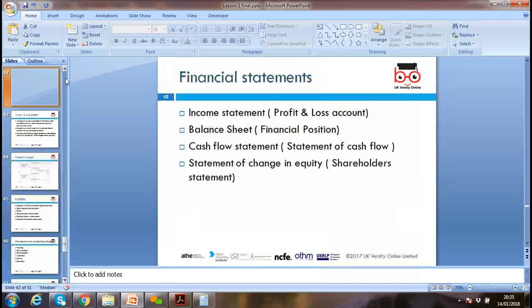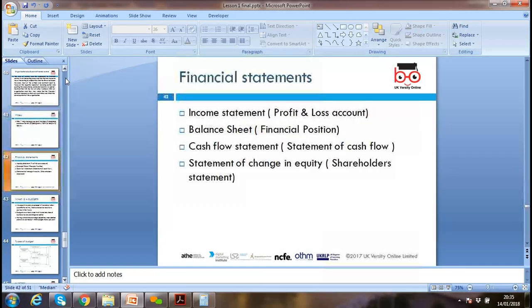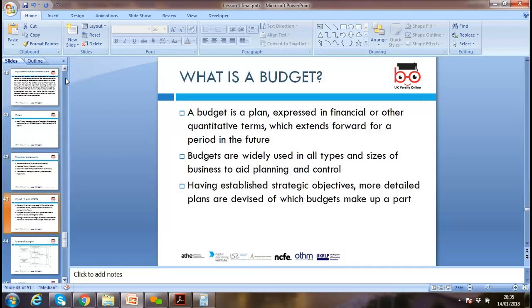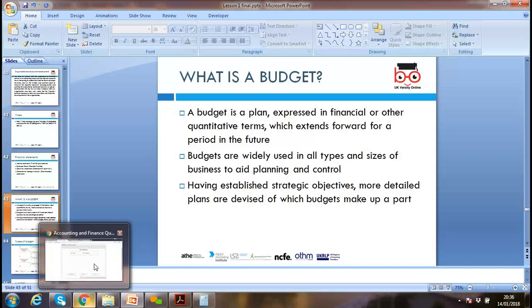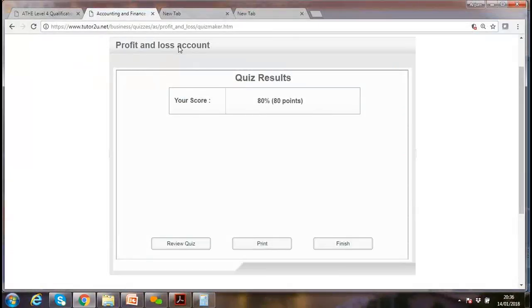And budget, what is meant by budget? Budget is a financial plan, yes. We make a budget: where we are, where we want to be, what we really want to achieve. That is called budget and budgetary control, which we'll go through further during our next lessons. The element of LO1.